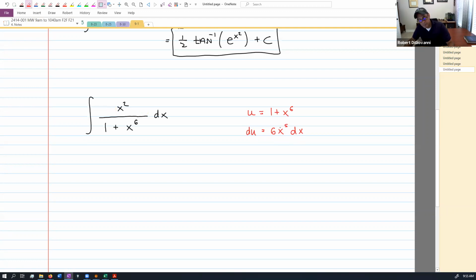You can't do this. You can't take this side and go 1 over 6x cubed, and then over here divide by 6x cubed and turn that into x squared over here. The reason you can't do that is because now your left side has both x's and u's mixed together. And so your new integral will have x's and u's. So you can't do it. You can only be off by a constant. All right, so this isn't going to work. So we have to try something else.